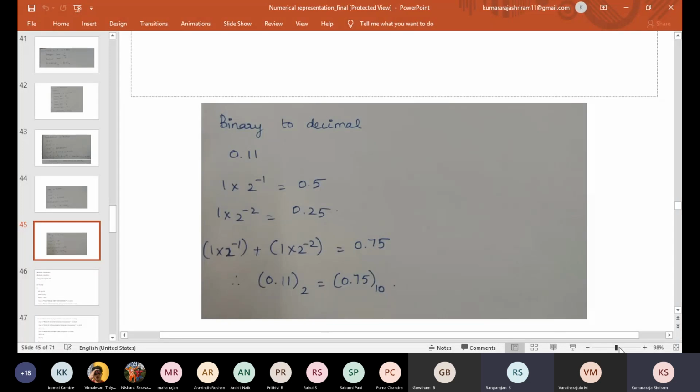Binary to decimal. The example is 0.11. 1 into 2 power minus 1 is equal to 0.5. 1 into 2 power minus 2 is equal to 0.25. When we add these two, we get 0.75. That is the answer. 0.11 to the base 2 is equal to 0.75 to the base 10. Next slide.